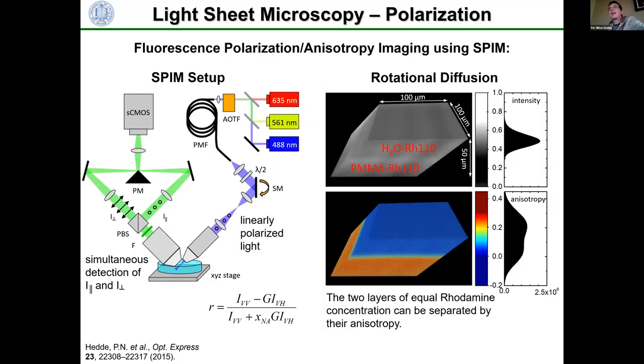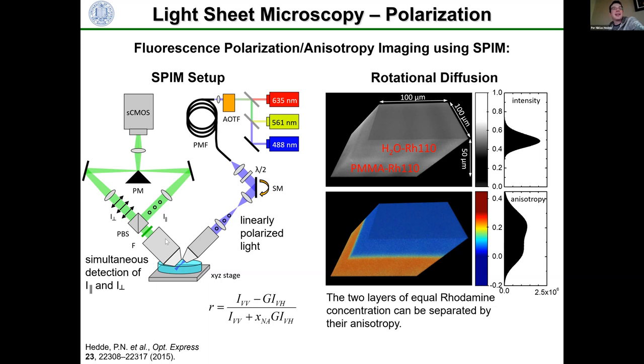Okay, another approach you can use to get some information about molecule dynamics is fluorescence polarization or fluorescence anisotropy imaging. Here the idea is you excite your sample with polarized light, and then you detect in 2 channels, which is the parallel and perpendicular direction of the polarization.